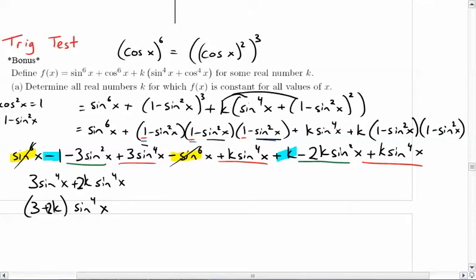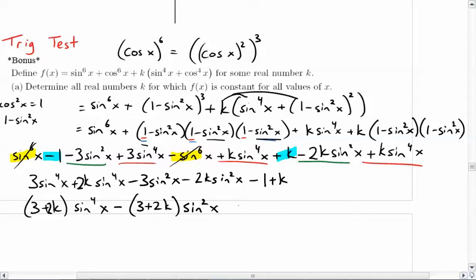Now sine to the power of 2, I've got 2 terms. They're both negative. So that's minus 3 sine squared minus 2k sine squared. So I could write that as minus (3 plus 2k) sine squared x. And then my plain constant terms are minus 1 and k. So I could do plus k minus 1.